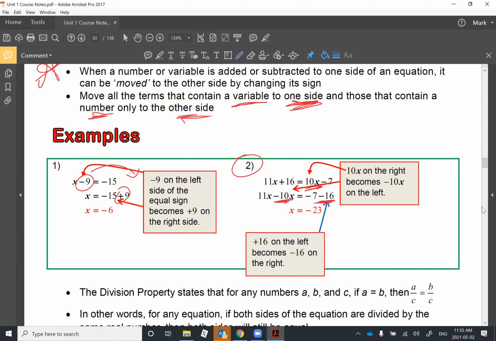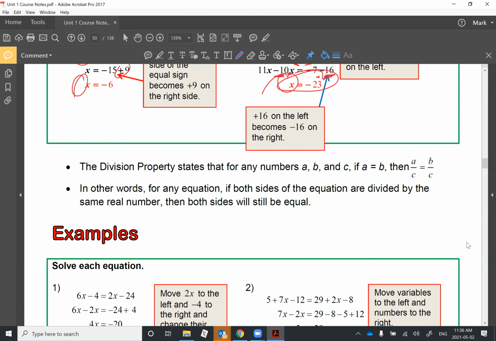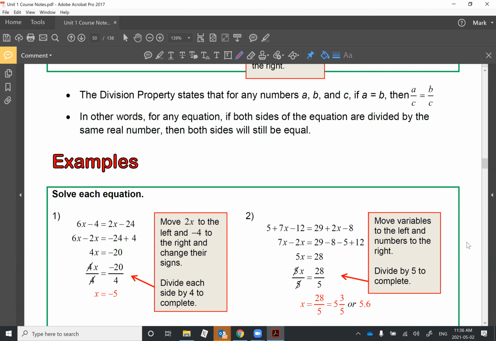Then I would simplify this expression. 11x minus 10 is 1x. -7 minus 16 is -23. There's our answer. Unfortunately, they're not going to be as simple as this. Examples 1 and 2 are setting you up so you just have 1x. That's not really what you're going to see a lot. So we're going to need one more property. Let me check the chat and I'll explain one more property and then we'll practice.